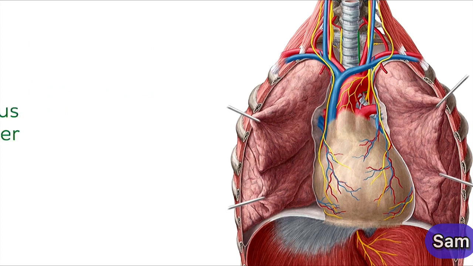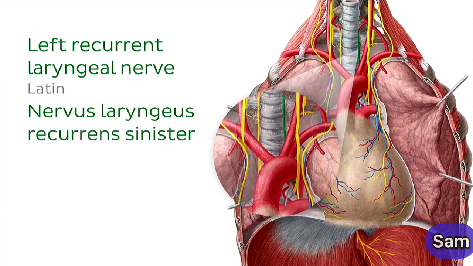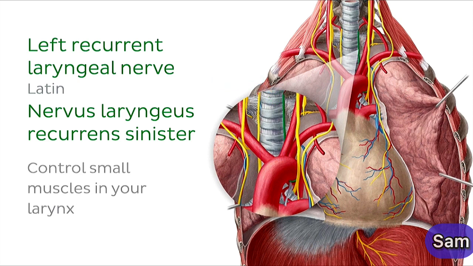Next, we're going to talk about the left recurrent laryngeal nerve, which is actually a branch of the left vagus nerve. You can kind of see it here, but let's remove some structures and zoom in a little to make things a little bit clearer. There we go. Hopefully that clears things up a little bit. And you can see that this nerve actually loops underneath the aortic arch before climbing up the neck next to the trachea. And this nerve is very important since it helps control small muscles in your larynx or voice box. After all, without it, I wouldn't be able to narrate this video.